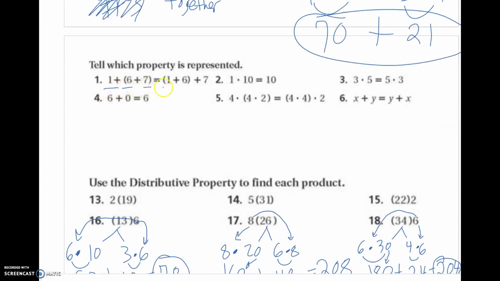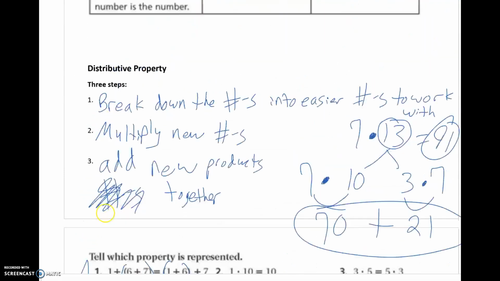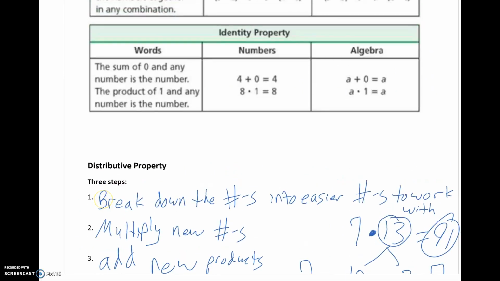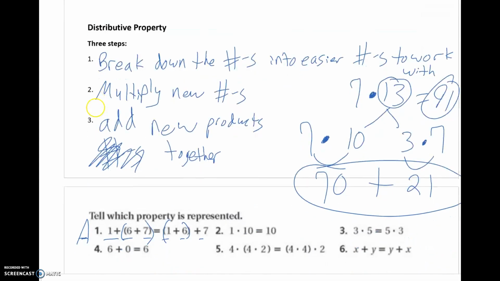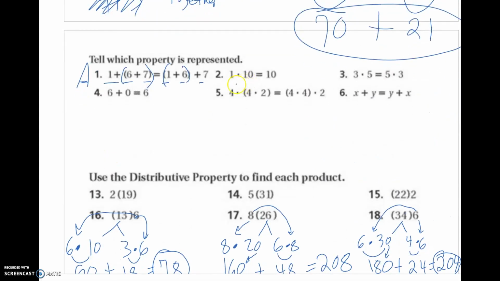The numbers 1, 6, and 7 are the same order. All that changes in parentheses is right here, okay? So you don't actually have to work these out, but you're just supposed to tell which property it is. So this one is the associative property. I'm just going to put an A right next to it. Abbreviate more quickly. Okay, 1 times 10 equals 10. Go back up here. That would be identity, okay? Because right here, anything times 1 is that same number. 10 times 1 is 10, so that's identity.